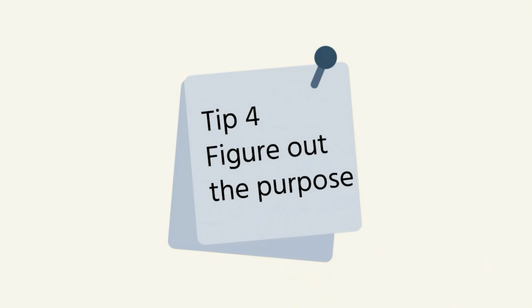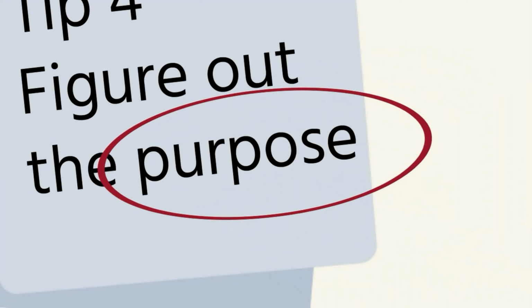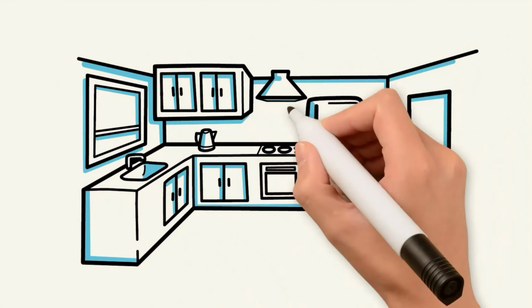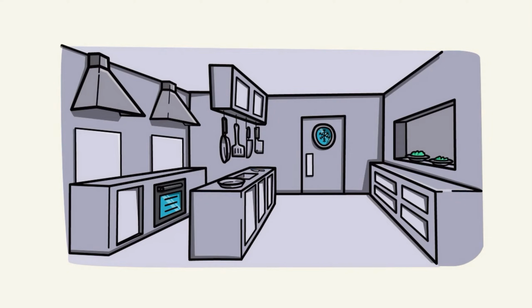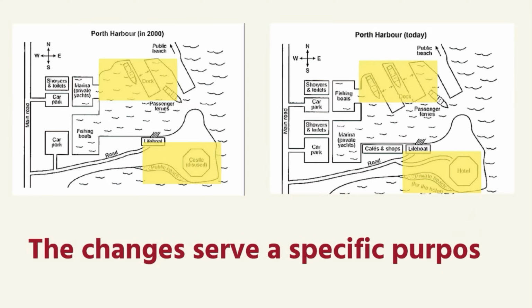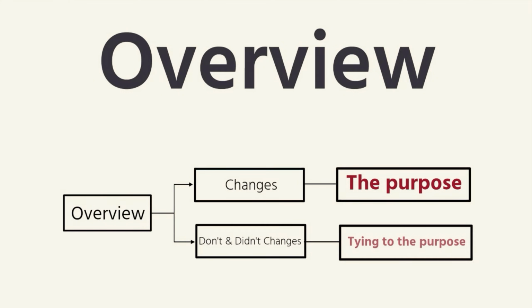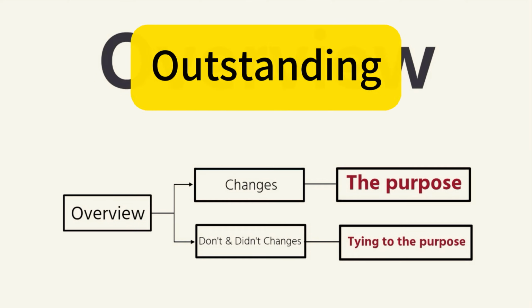Figure out the purpose. But what exactly does purpose mean? Think of it this way. If you are renovating your kitchen, you're likely to have a goal in mind, making it more convenient, efficient, or safer. Similarly, the changes shown in the diagrams often serve a specific purpose. When writing the overview, focus on describing both the changes and what has remained the same, tying them to their intended purpose. This approach will help your essay stand out.